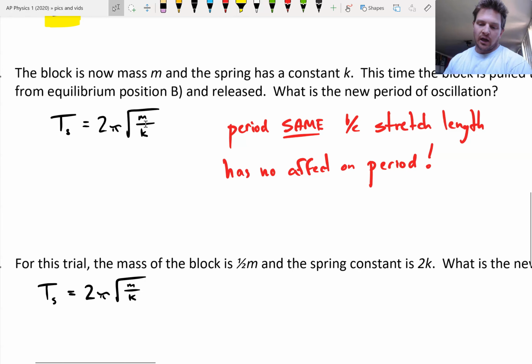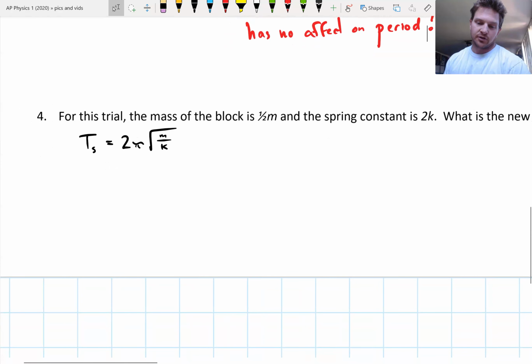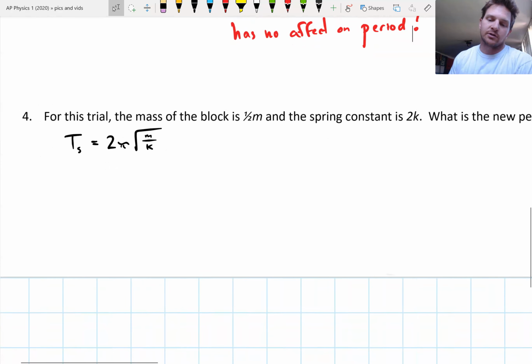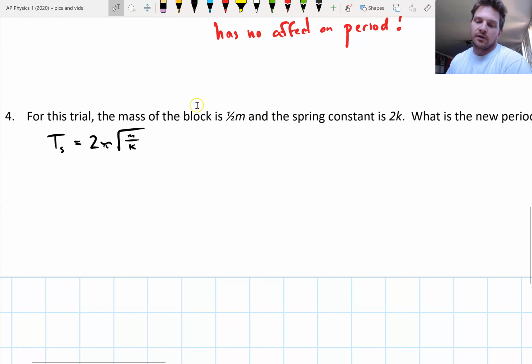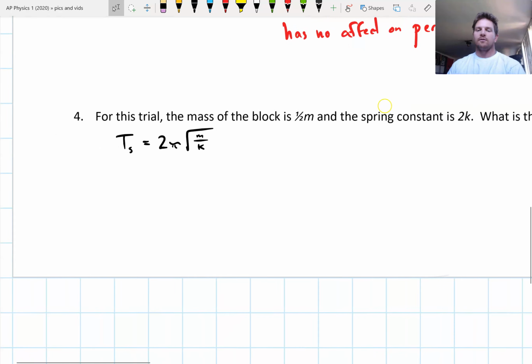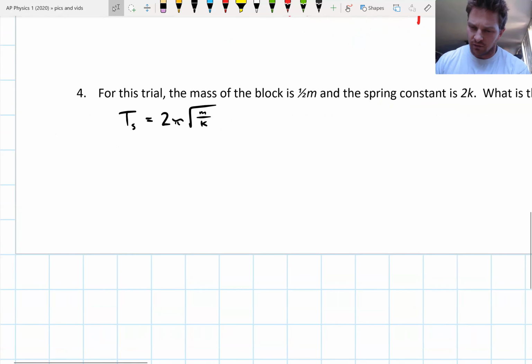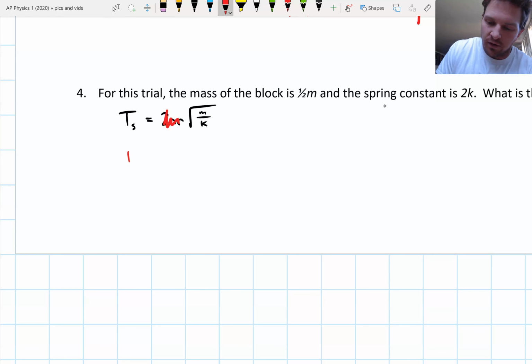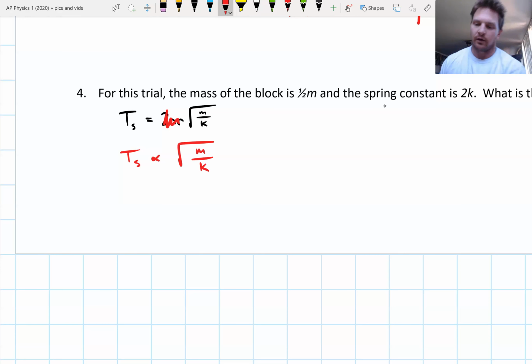All right? And for the last one, we're going to have multiple things changing. So now we're back to the original setup, but for this trial, the mass of the block is 1/2 of the original mass, and the spring constant is going to double, and we want to figure out what the new period is. So take a look at the equation, get rid of all the constants. Okay, now the mass is changing and the spring constant is changing, so just 2 pi goes away, and we're left with the period is proportional to the square root of m over k. All right, and we just plug in the stuff that we know.